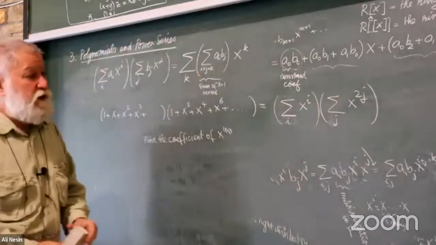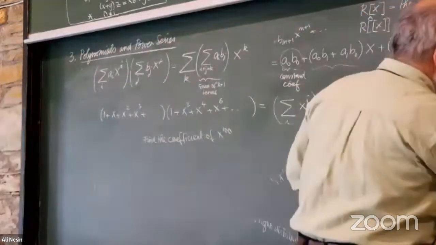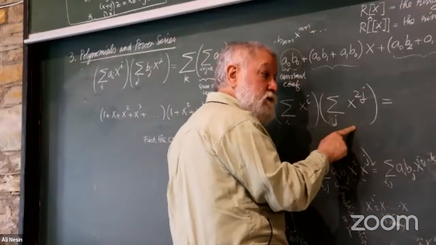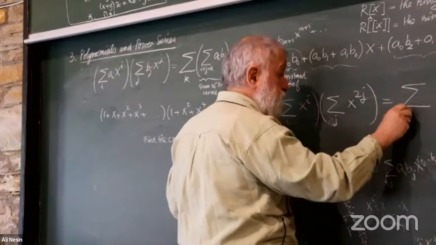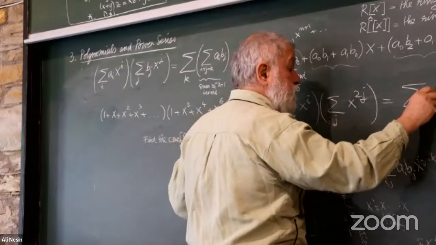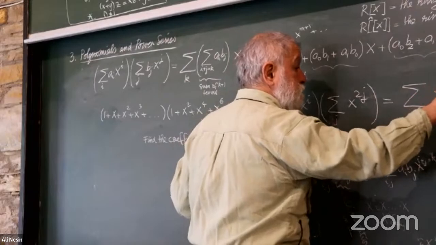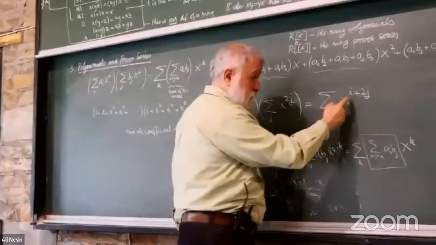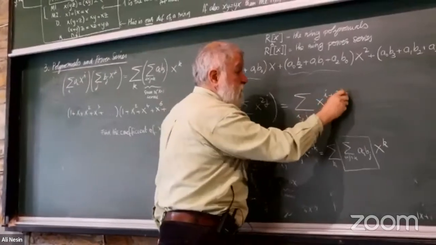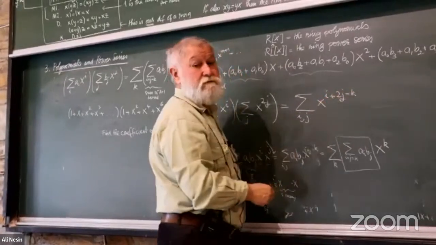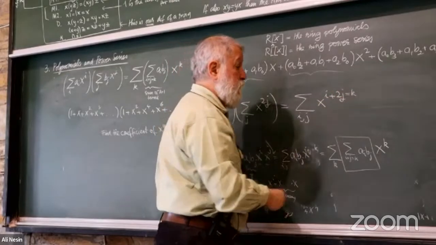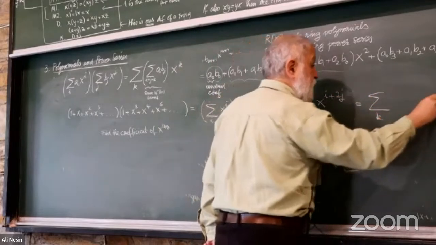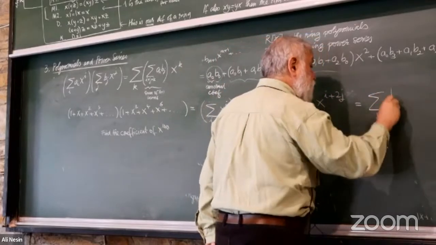Okay. So when I multiply these two, what do I do? I take one term from here and one term from here, summing for all i and j, x to the i plus 2j. Now, this i plus 2j will be equal to k for several values of i, right? So this will be equal to the sum over k, x to the k, and here I will have a coefficient.